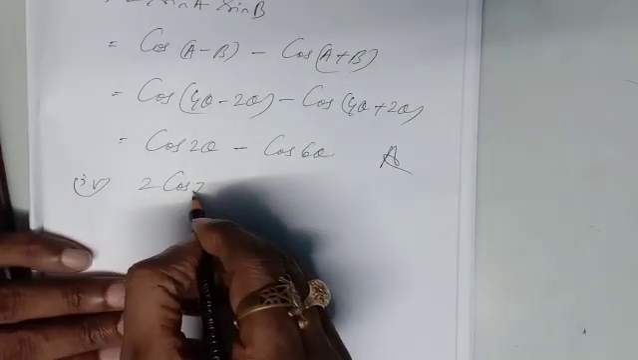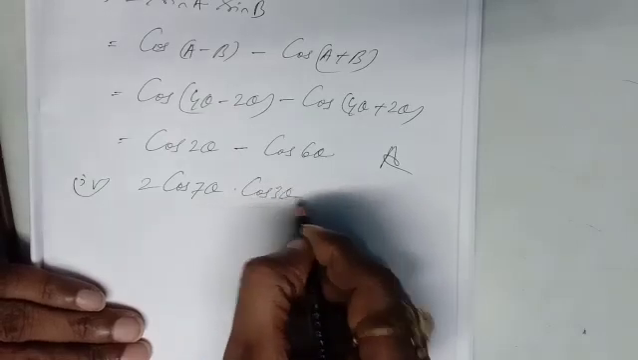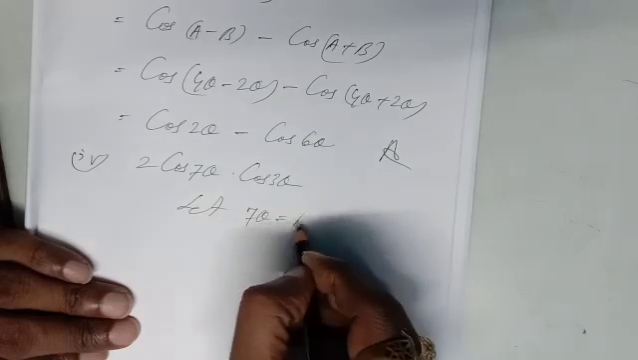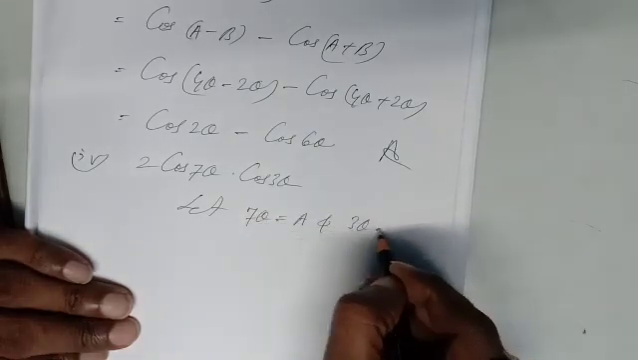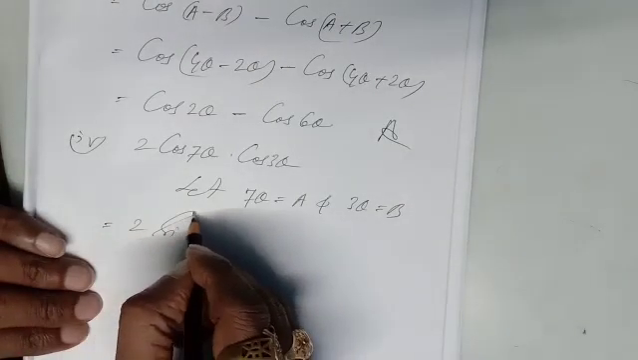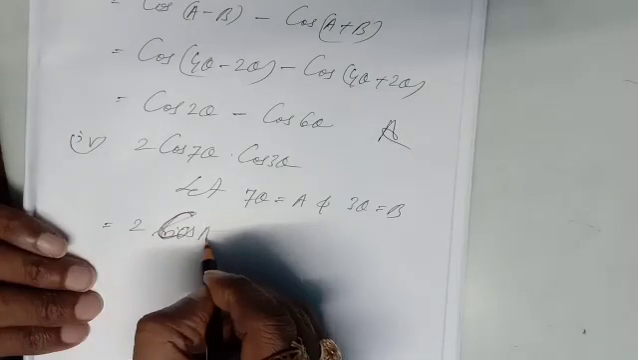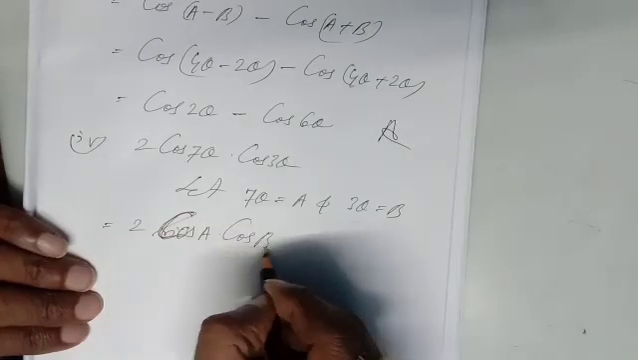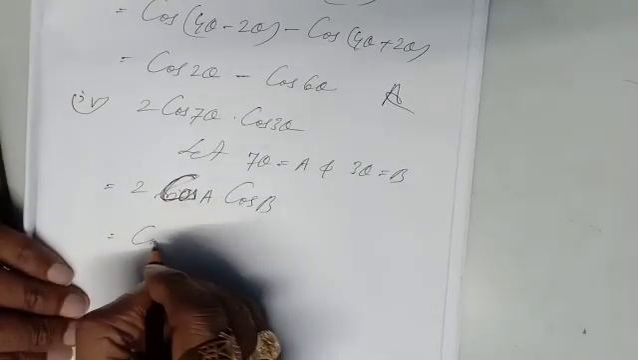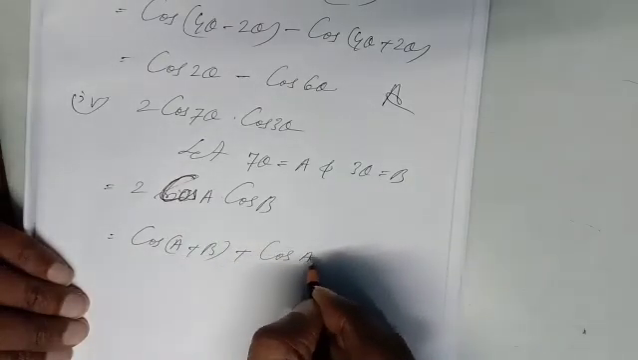2 cos 7 theta cos 3 theta is given. Let 7 theta be A and 3 theta be B. Now put here, this will be converted to 2 cos A cos B. Both are cos given here. The 2 cos A cos B formula is cos A plus B plus cos A minus B.